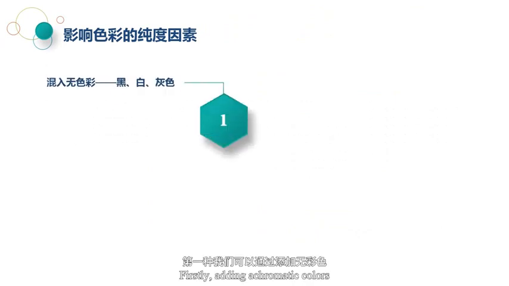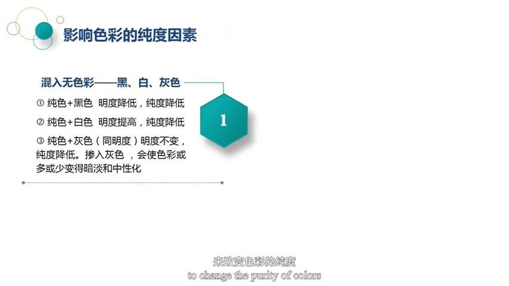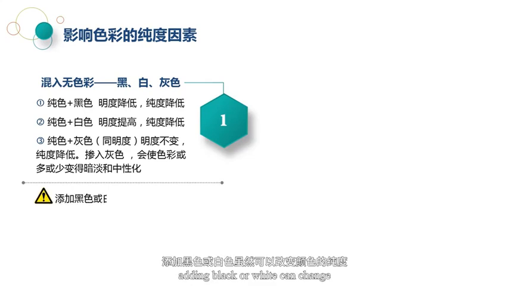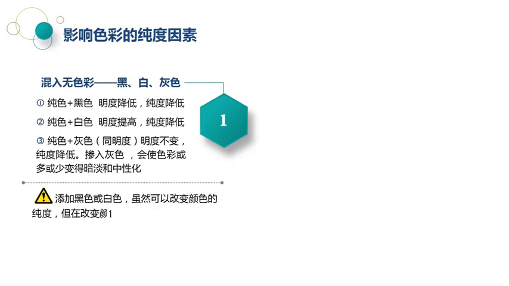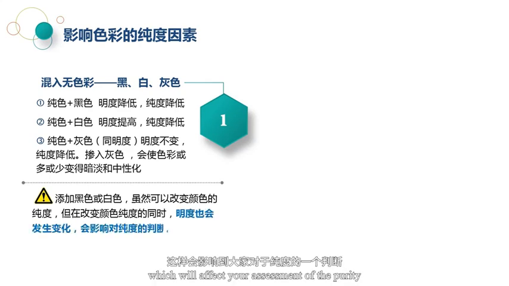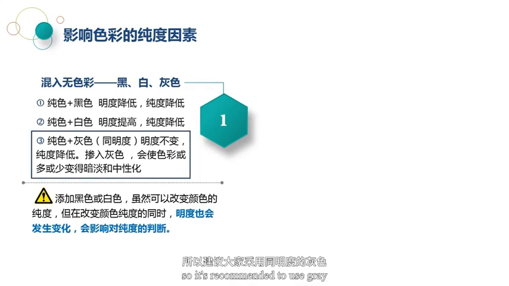There are three ways. Firstly, adding achromatic colors, black, white, and gray, to change the purity of colors. It's important to know that adding black or white can change the brightness along with purity, which will affect your assessment of the purity. So it's recommended to use gray of the same brightness to gradually decrease the purity.